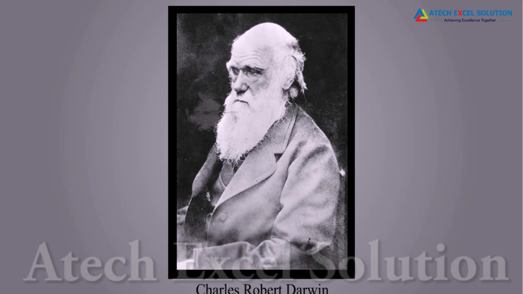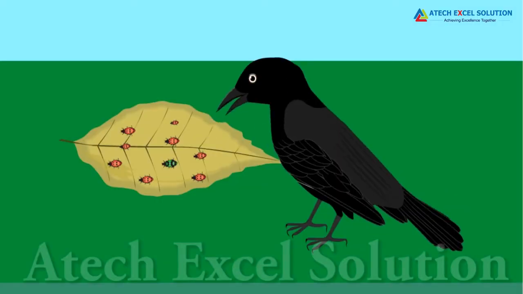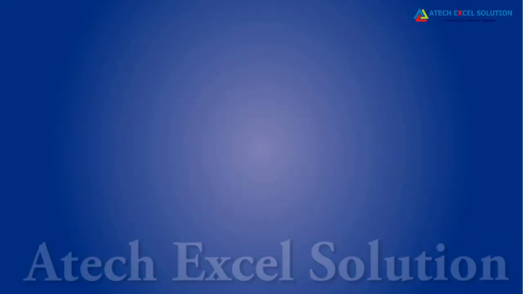To understand evolution, let us look at one example. This is a sample of a beetle population. 90% of the beetles are brown, while 10% of the beetles are green. When some of the beetles are eaten by crows, then fewer beetles are available to reproduce.